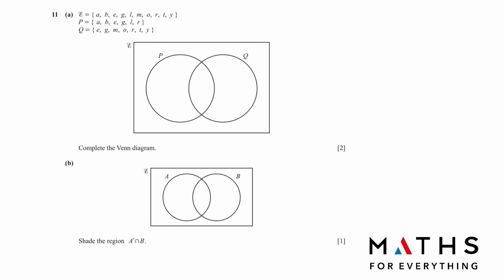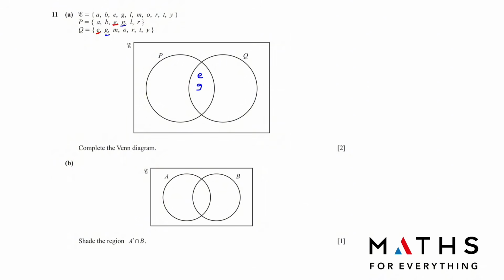Question number 11a. We have been given elements of the sets P and Q. Now, first thing is we have to complete the Venn diagram. Let's see what is common in both. E is common, write it in the middle. And then G is common, write that.